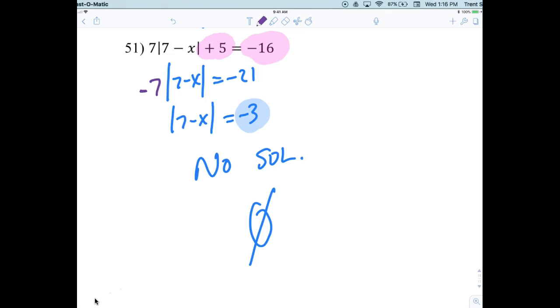Now when I divide by negative 7, it becomes positive 3. Right? That's why I'm saying you can be fooled. You can't just look at this and say, well, it's negative, so it's no solution. Oh, okay. You with me? You got to double check that when you isolate, it doesn't become positive. All right?